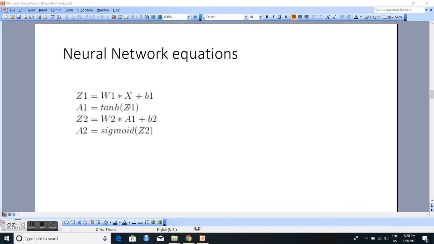Now we can simply write this as capital Z1 is equal to capital W1 into X plus B1. Capital A1 is tanh Z1, where Z1 is a vector. Similarly, Z2 is capital W2, which is a matrix, into A1, this activation function, plus B2. And A2 is the sigmoid of this second layer activation, Z2.